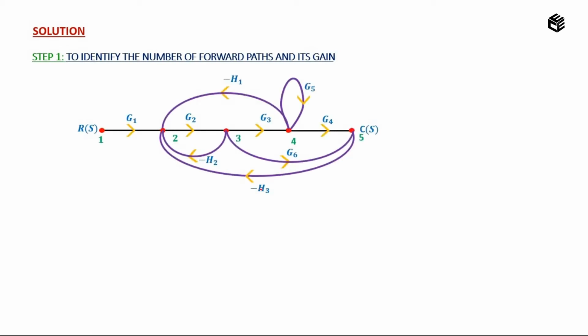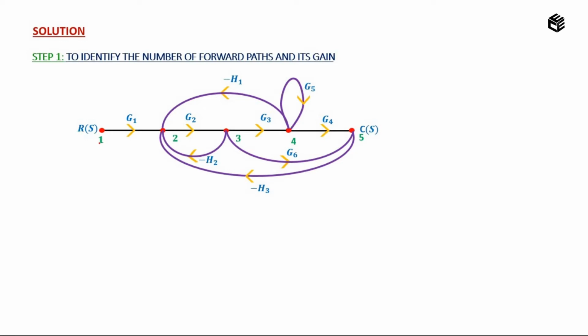We need to find how many forward paths are available for the given system. What is a forward path? A forward path is a path taken by the system in order to reach the output C of S from the input R of S in the forward direction without any loop. Correct. So we are going to identify what are the forward paths available in the system.